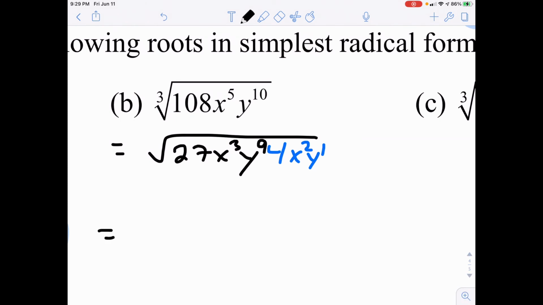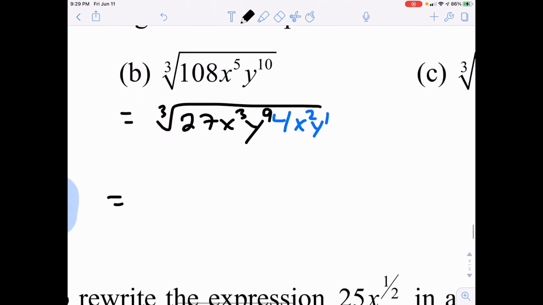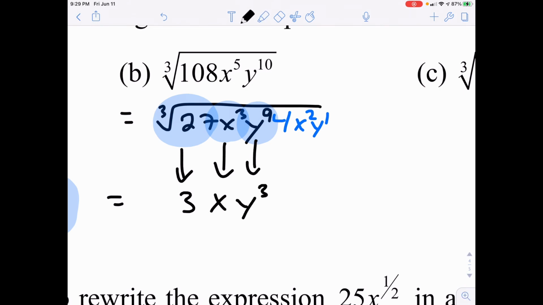Okay, take the cube root of what you can. Leave under the radical what you can't. The cube root of 27, start there. That would be 3. The cube root of x to the 3rd would be x to the 1st power, or x, because 3 divided by 3 is 1. The cube root of y to the 9th power would be y to the 3rd power. 9 divided by 3 is 3. All times the cube root of 4x squared times y.